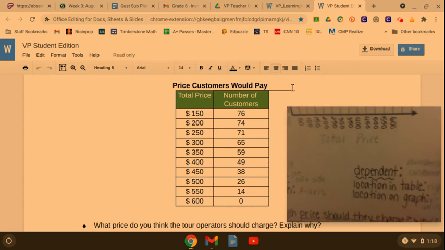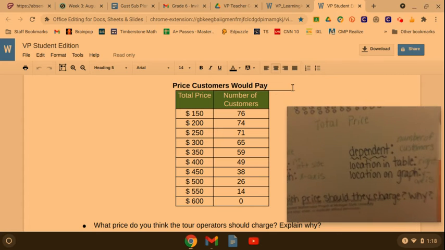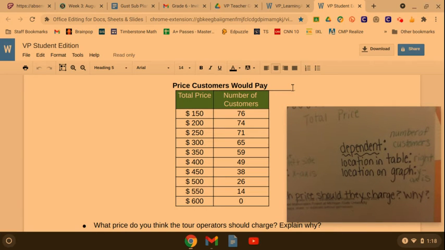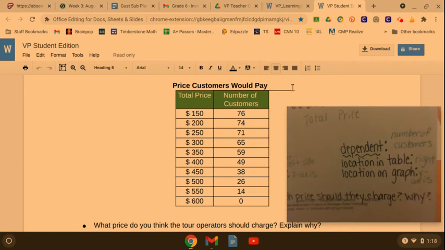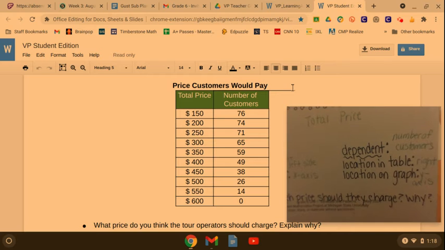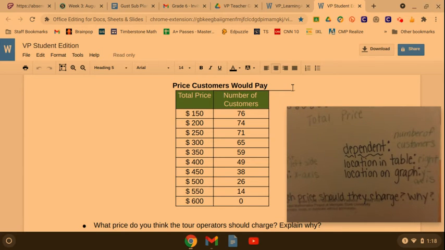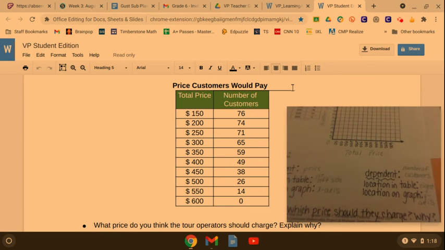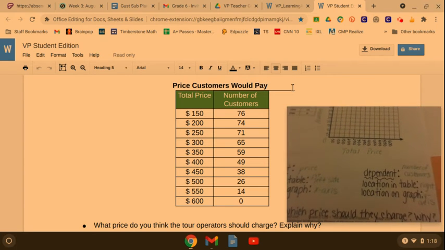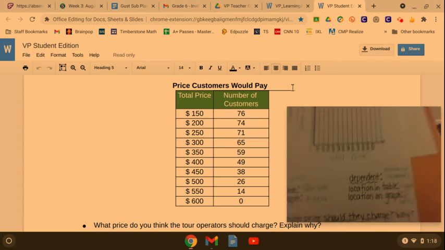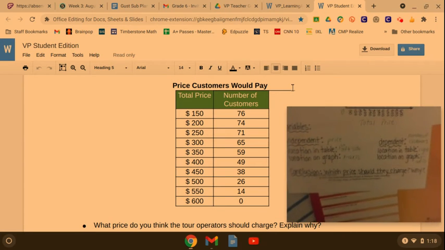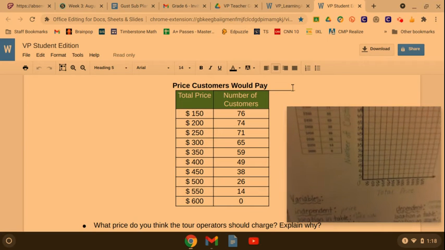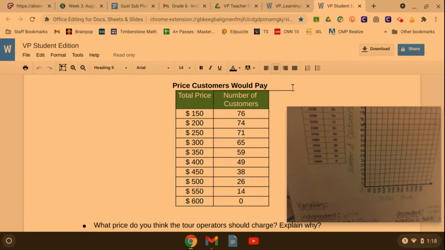Then for dependent variable, I have number of customers. It's on the right side of the table, and it's also on the y-axis. And you can see on my graph that I have put that on the y-axis, number of customers.